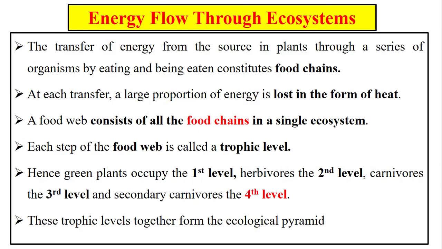Energy flow through the ecosystem. The next one is energy flow through the ecosystem. The transfer of energy from the source in plants through a series of organisms by eating and being eaten constitutes the food chain, right? The food chain is a chain of energy transformation from the plant to the other organisms sequentially or pyramidically. At each transfer, a large portion of energy is lost in the form of heat.